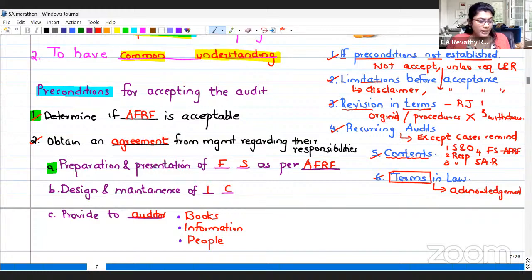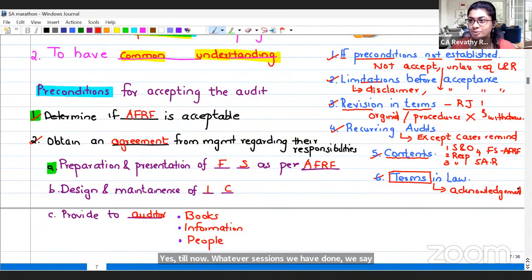The session plan is 3 hours. Let's see how it goes, because I have around 19-20 standards. I don't know how much we can cover, but let's see how much we can do in 3 hours, right? Yes, till now, whatever sessions we have done, we say we'll cover, but 99% we have covered everything we have planned, right?